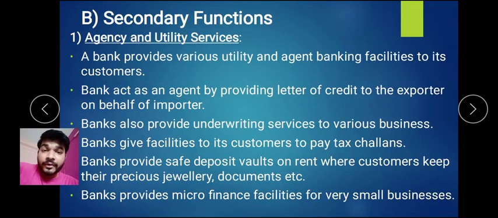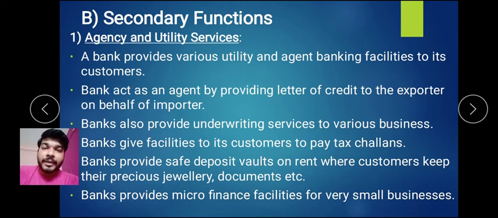Again, the secondary function. Now the secondary function has two parts. First is agency and utility services. Apart from accepting money, what else do they do? The agency function talks about the different types of facilities it provides. The bank becomes an agent and gives facilities to the customer. It gives you a letter of credit if you are exporting or importing any goods. At that time the letter of credit is very important, so that is given.